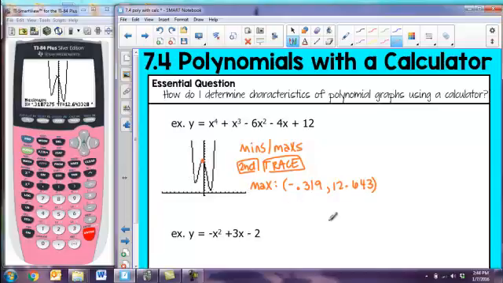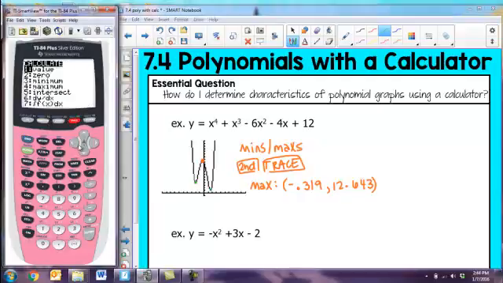I just tend to write the whole point out so I have that information for later. Okay, same deal for the mins. All you have to do is do second trace and then number 3 instead of 4, and then you pick one and you run with it. So I'm on my bottom point, go to the left a little, go to the right a little, go guess it. You do not have to guess it if you don't want.